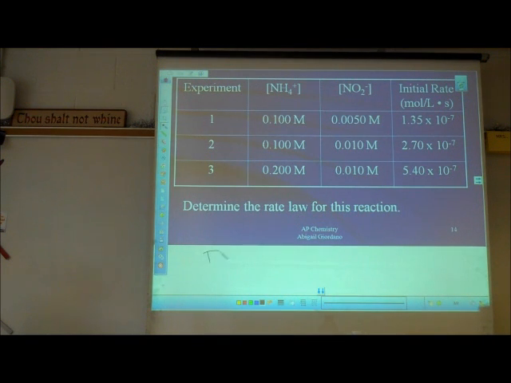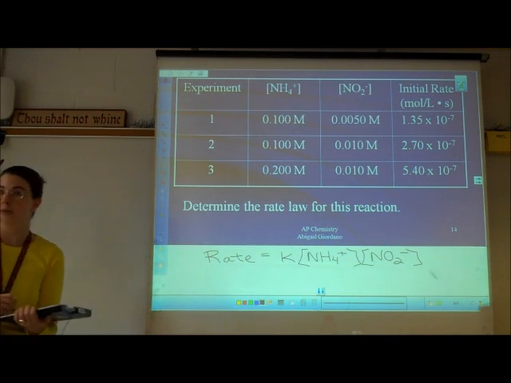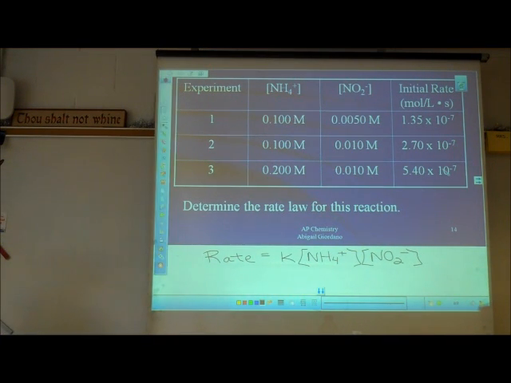Literally, I'm going to write rate equals lowercase k. I'm going to put my first reactant. I'm going to multiply it times the other reactant. If there were a third reactant, I'd multiply it times the third one. And we're going to use this table of data to find what are the exponents that need to be placed next to each reactant.